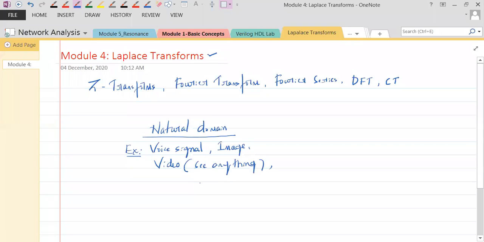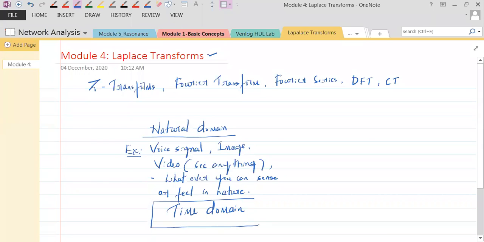Okay, then what we can say, speech we have taken, that is voice signal, image we have taken, video, they're all natural domains. What are natural domains? It's actually whatever you can sense or feel in the nature, they're all in natural domain. What is that natural domain? That is time domain. Natural domain is time domain.